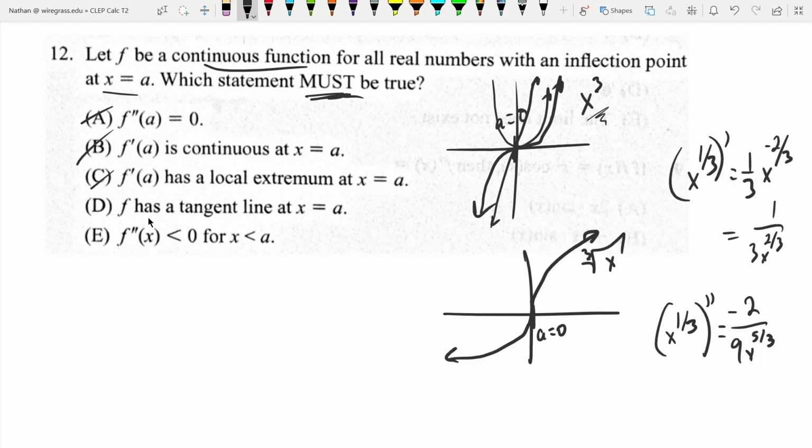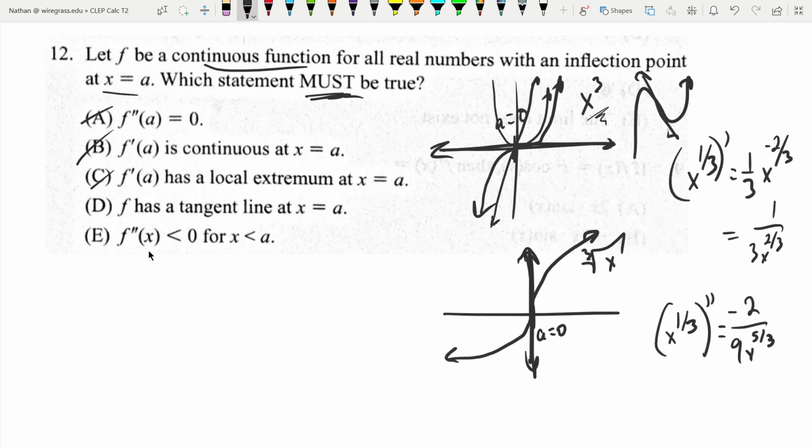Now D, f has a tangent line at x equal to a. The tangent line here is just the vertical line, but that's true. And in fact, it seems like for most inflection points, there should be a tangent line at that point. Like x cubed has a tangent line of straight across. Any polynomial function at the inflection point is going to have some tangent line at that point.